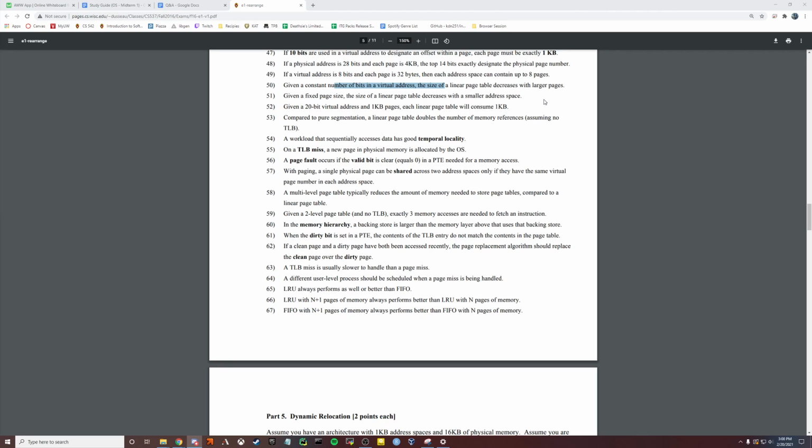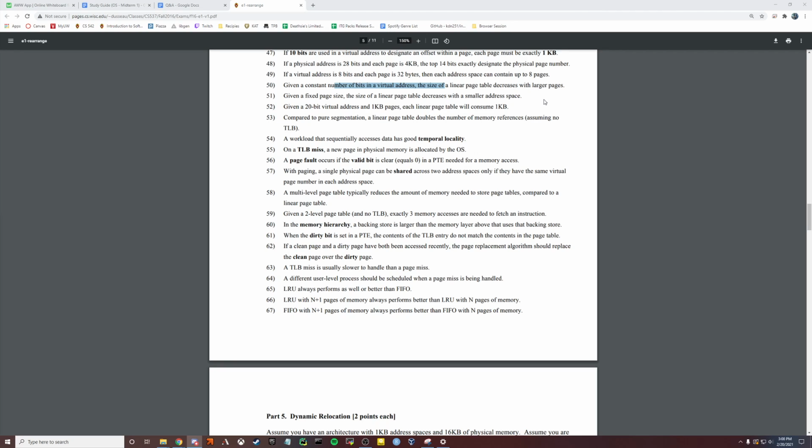Right, the size of the linear page table decreases with larger pages. So you need more bits to be able to reference all the memory in each individual page. So the page table shrinks since you have fewer pages. Ah, okay. So this is true? So the page table size is a function of the number of pages.